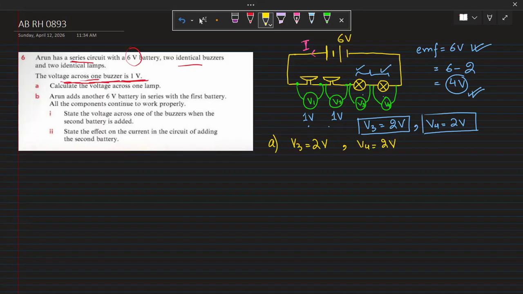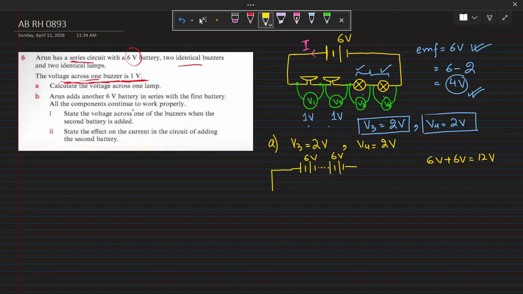Now let's move to part B. Arun adds another 6-volt battery in series. So let's make another circuit. Each battery is 6 volt, so the total voltage will be 12 volt now, because 6 volt and 6 volt become 12 volt. In series, whenever we connect a battery, the total voltage increases. That means EMF is going to be 12 volt.